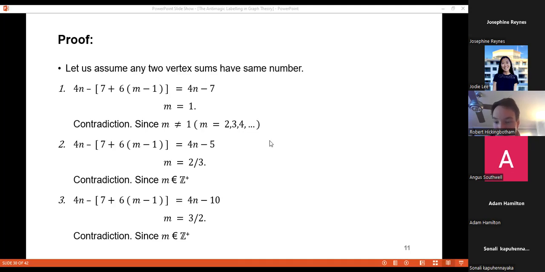Jody also put a message in the chat regarding the marigold graphs, and if you could provide a bit more of an explanation about those graphs.